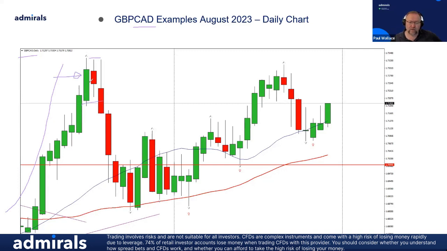That's an evening star formation there, okay, and price came back to the 50. But look, we've still got the 20 above the 50. We can see it crossed there in early July. Price is just basically getting supported here by the 50, and then what do we see here? This is a bullish pin bar, okay? That allows us a buying opportunity at the start of the month. Price basically moves up.